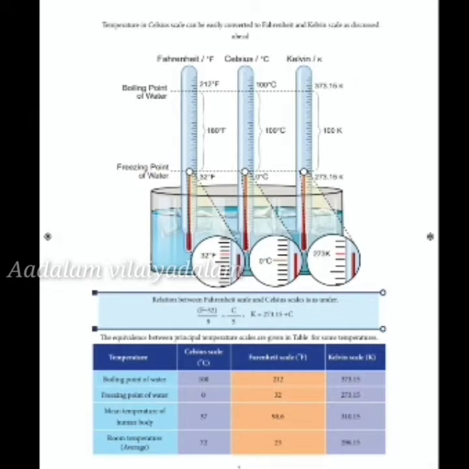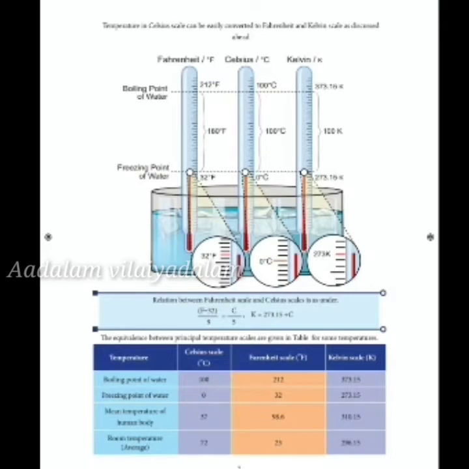Now you can see the tabular column. In this you have a few temperatures and their values in different scales. Boiling point of water is 100 degree C, 212 degree F, 373.15 Kelvin. Freezing point is 0 in Celsius, 32 in Fahrenheit, 273.15 in Kelvin. Mean temperature of human body is 37, 98.6, 310.15 in Kelvin. Room temperature average in Celsius scale is 72, Fahrenheit scale is 23, Kelvin scale is 296.15.